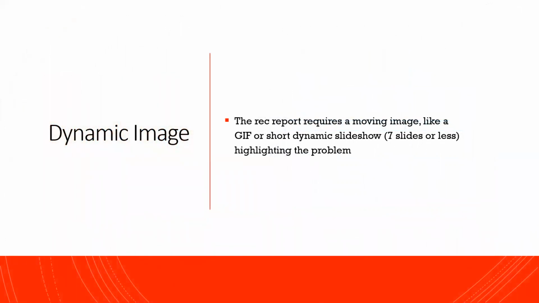The sixth required image for project 2 is a dynamic image. That means in some way the image moves. This used to be students had to create a minute or less video, but requirements for the university have changed. And now this has to be a GIF or a short dynamic slideshow, short as in 7 slides or less. If it was like 3 slides, I'd be happy with that.